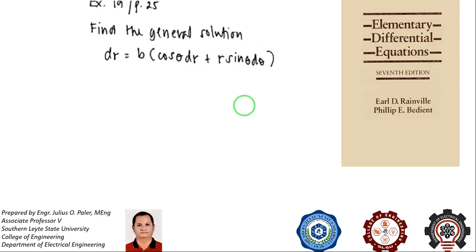Now in this equation, we should be able to identify what are the variables and what are our constants. In this equation, we have dr and d theta. So it follows that our variables are theta and r. All other characters here, like b, are assumed to be constant. That is very important before you proceed in solving a first order differential equation by separation of variables: to identify first what your variables are.